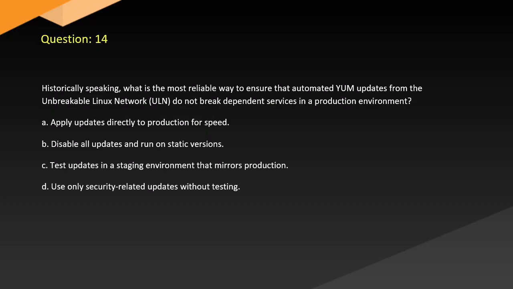Question 14. Historically speaking, what is the most reliable way to ensure that automated YUM updates from the Unbreakable Linux Network, ULN, do not break dependent services in a production environment? A. Apply updates directly to production for speed. B. Disable all updates and run on static versions. C. Test updates in a staging environment that mirrors production. D. Use only security-related updates without testing.